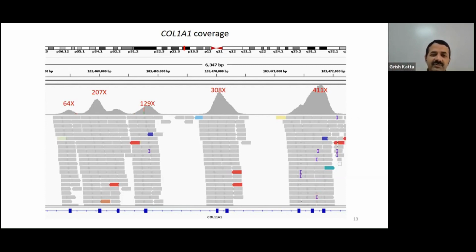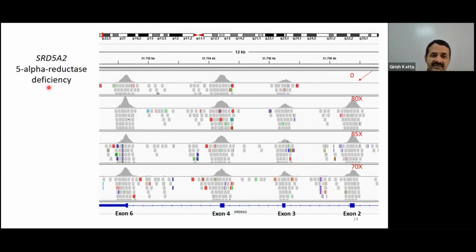I will just show you an example of a 5 alpha reductase deficiency where we see exon 6, 4, 3, 2, and these are controls. This is one control, second control, third control. You can see everything is covered 70x, 85x, 80x, and in the patient's gene, exon 2 is not covered at all, suggesting a possible deletion of the region. So this is poor coverage showing the deletion.